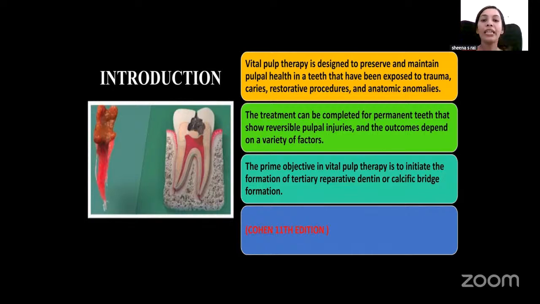In this slide, the point that you need to take into account is the third point. What is the primary objective of vital pulp therapy? Vital pulp therapy is mainly done to help in the formation of a tertiary reparative dentine or calcific bridge. By this, it in turn prevents the penetration of further caries.